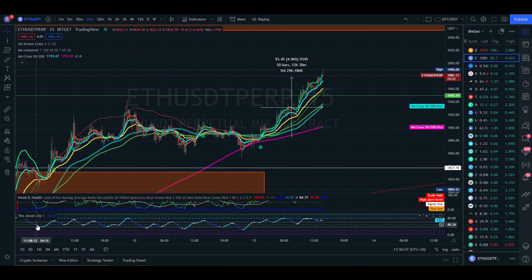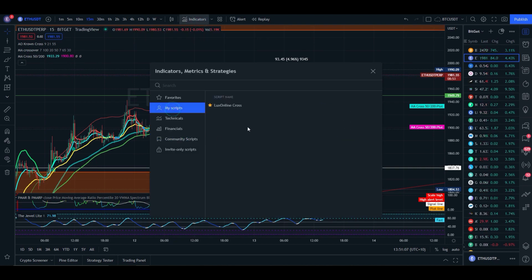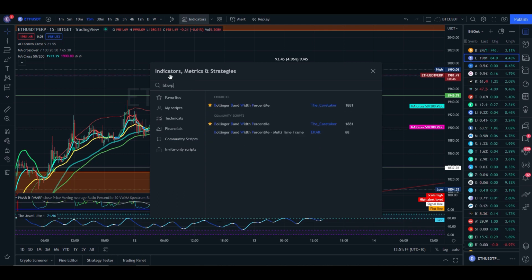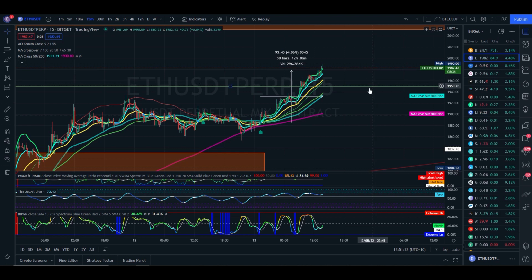Also the dual light I use, and the BBWP. It's a bit of a tough one. I'll bring that up. I haven't got it on at the moment as my charts were getting pretty full. Where is the BBWP? And it's by the Caretaker. He's got some awesome indicators out there, so definitely have a look around and start using just a few indicators and back test them, so you've got some confirmation in what you're actually doing.